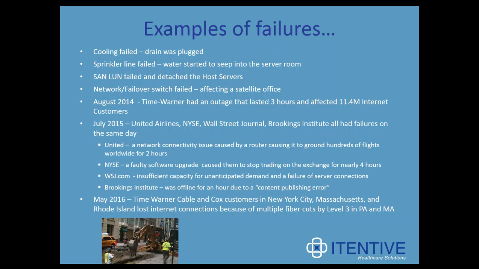And they're built to have systems that don't come down. Well, as was experienced on that particular day, these systems came down and had issues. And a lot of these issues are beyond our control. In May of this year, Time Warner Cable and Cox in New York City and Massachusetts and Rhode Island lost internet connections because of multiple fiber cuts that were done by a company called Level 3 in Pennsylvania, Massachusetts. So they lost connection as well, and that, again, is beyond their control. That's a construction problem.